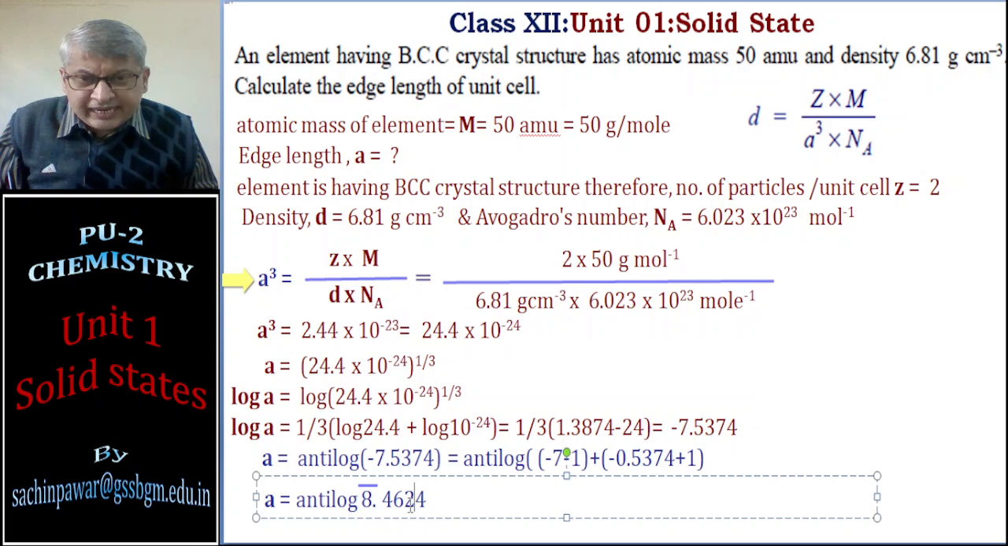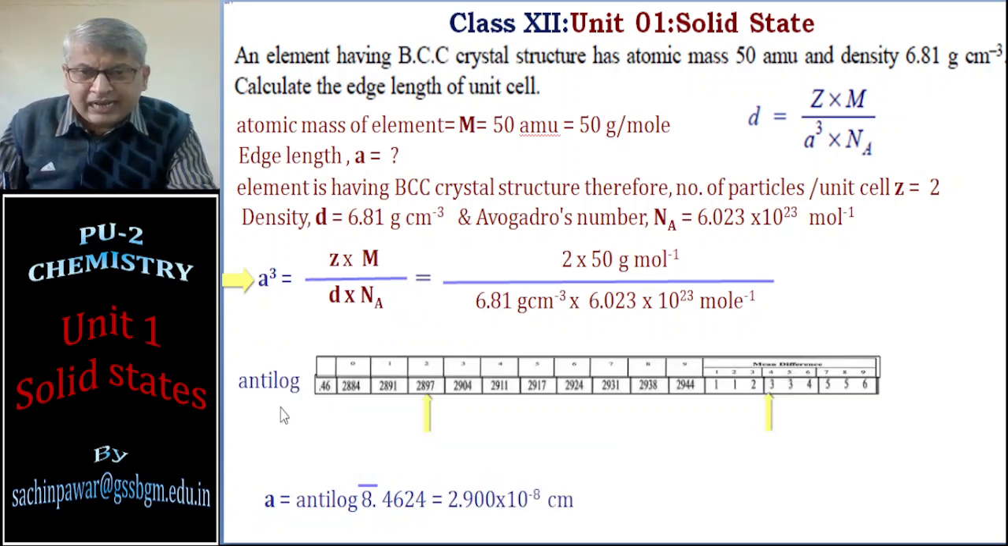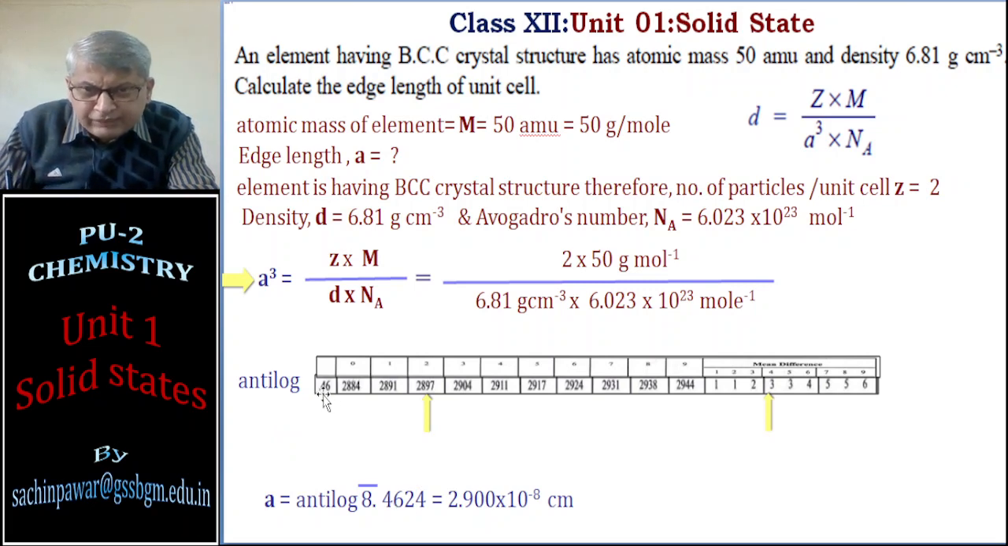and 0.46th row, second column, and fourth mean difference. For this also I have taken a snapshot. This is the antilog chart. I have to go for the 0.46th row, and when I go for second column, it is 2897, and there is a mean difference also of 4.